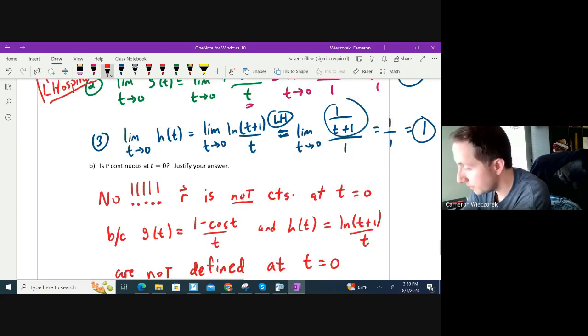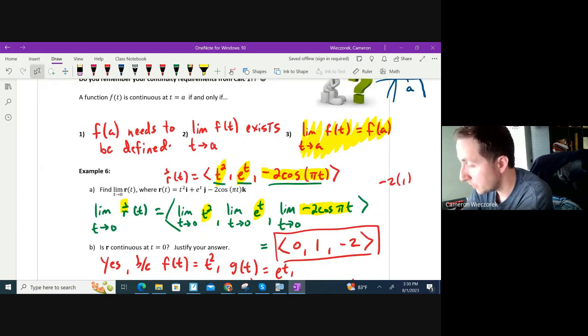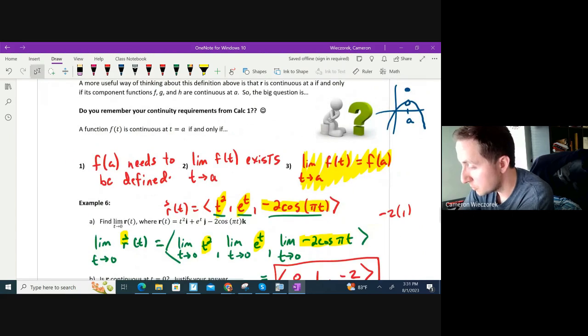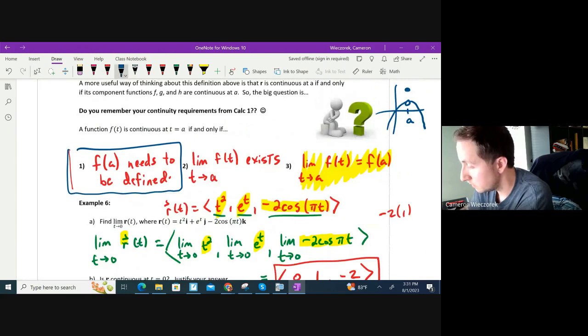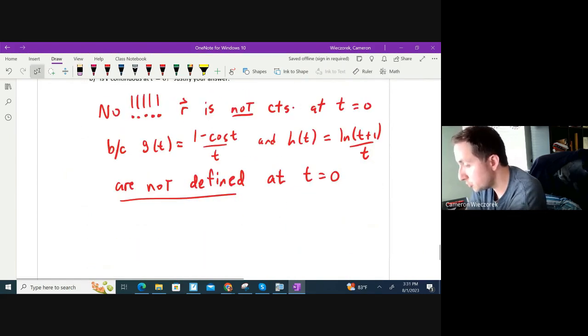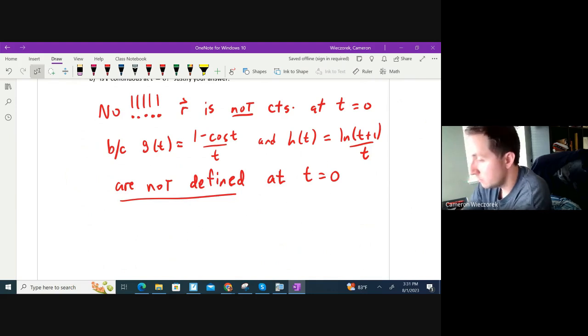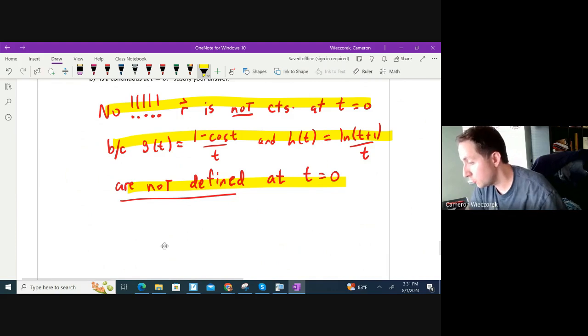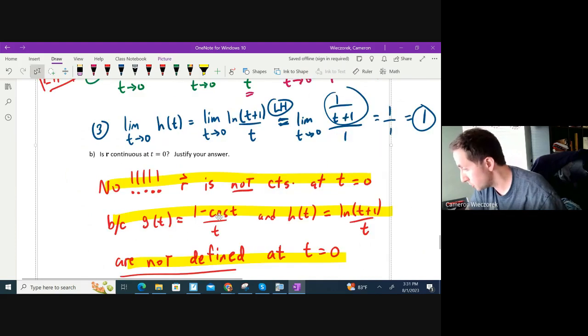Okay? And again, this all goes back to that definition of continuity that you learned about last year. What's the first criteria to be continuous? F of a needs to be defined. Well, clearly, those functions, g and h, g of 0 and h of 0 are not defined values. Okay? So no. Okay? Even though f is fine, but it has to be all 3. Okay? So that sums up how to check for continuity and how to take limits of vector valued functions.